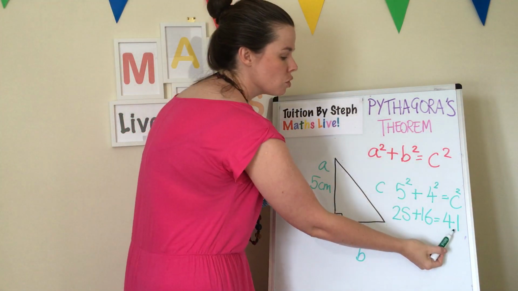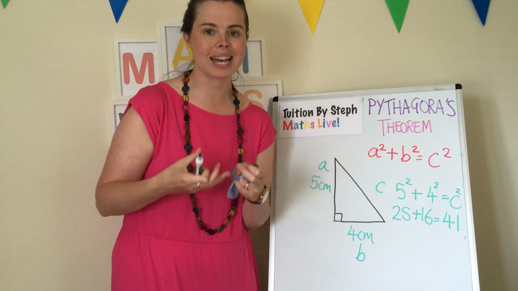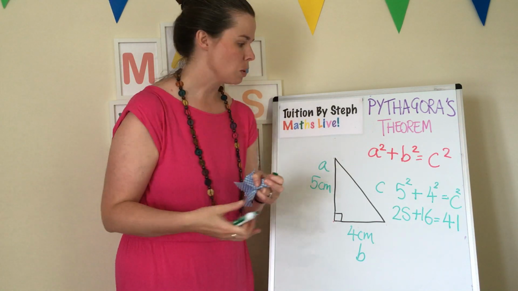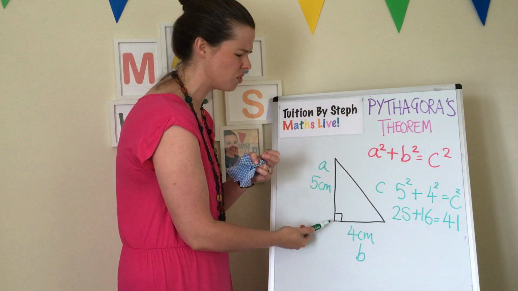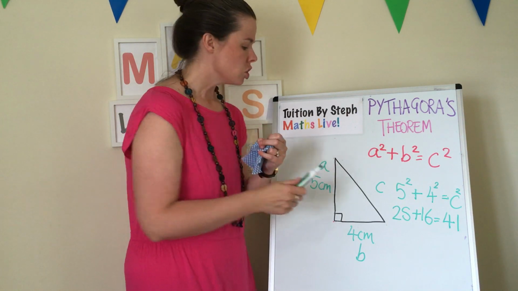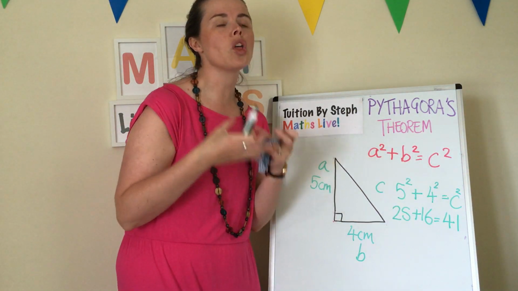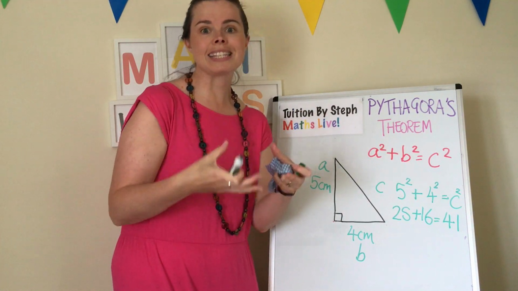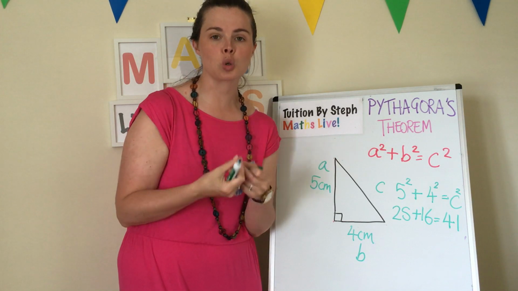So what you have to do to 41 is find out which number times by itself is 41. Because as you can see, if you put 41 there, that can't be right. If this side is 5 and this side is 4, 41 is way, way too big. So because you've squared A and B, you have to find what number squared makes 41. That is called finding the square root.